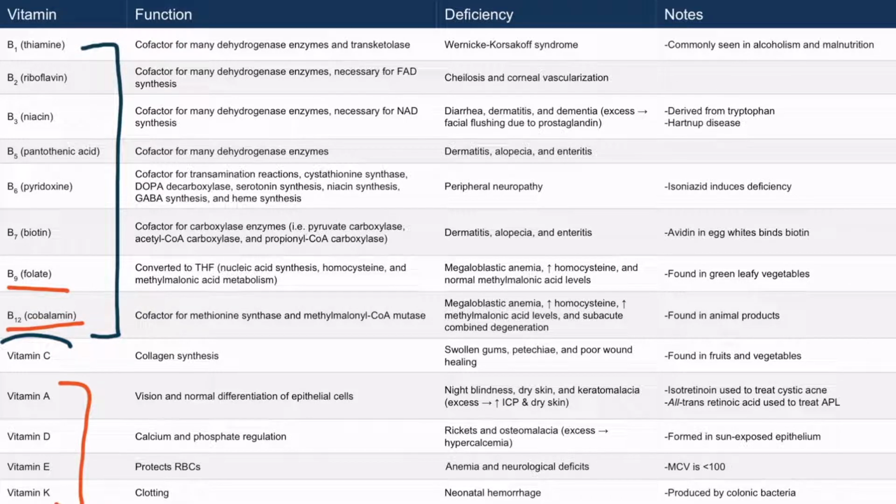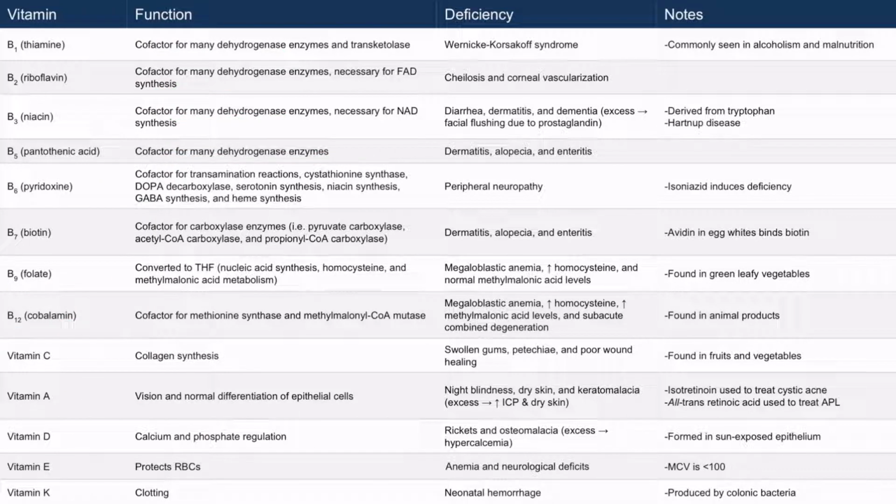Also from the table, notice that vitamins B1 through B5 act as cofactors for many dehydrogenase enzymes. I haven't listed all of these enzymes in the table for the sake of space, but if you look at the large overview map, you can see exactly which enzymes these vitamins are associated with. We've also covered these extensively in other videos. Okay, with this in mind, let's go through the table.